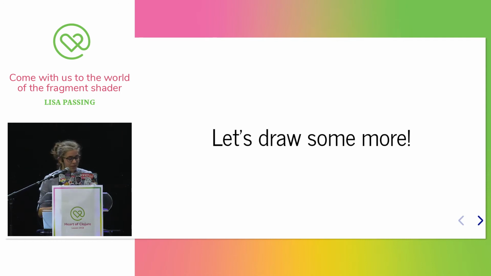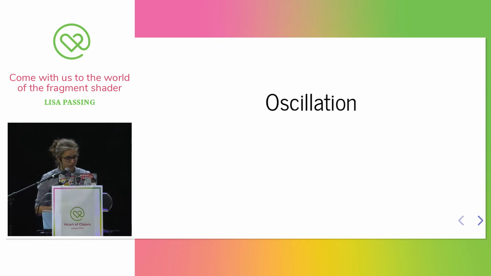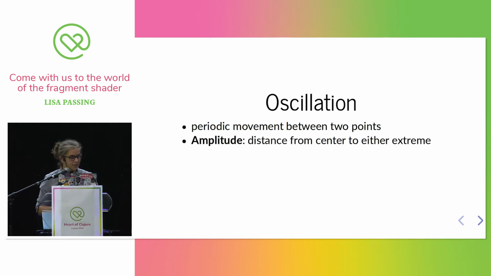Anyway, let's draw some more. Let's draw some cool stuff. Now that we know how we can create a shader, we have sort of an environment. We can start getting nitty-gritty with math and all kinds of other cool things that we can use to create visual effects. And this is where I would enter oscillation. Oscillation, heart of Clojure, oscillation. Oscillation is the periodic movement between 2 points.